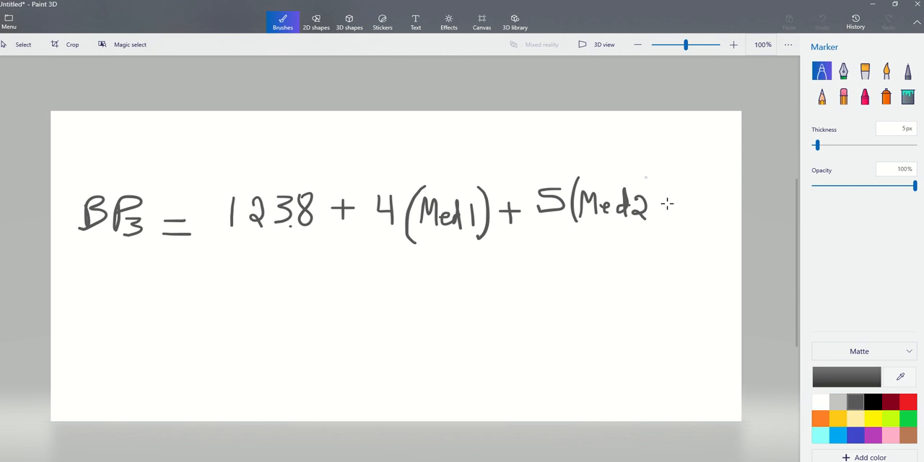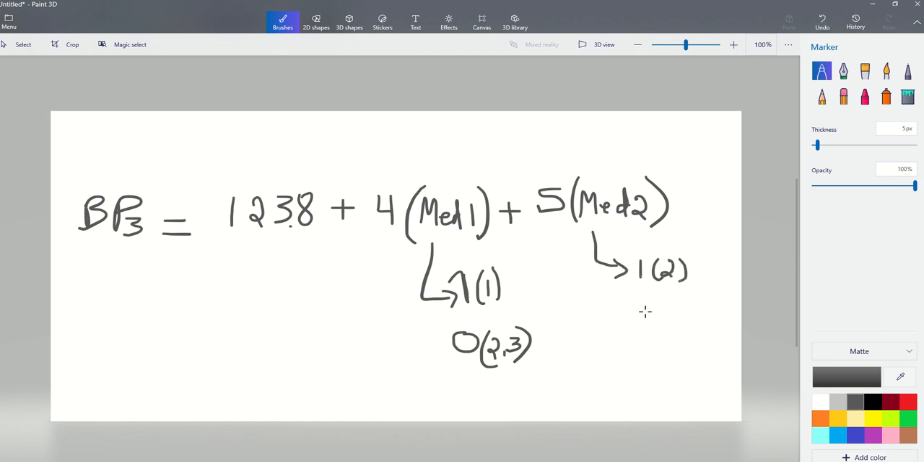Okay, so med1 gets a 1 when you're looking at medicine 1 and 0 for both medicine 2 and 3. So it gets 1 when the medication is 1, and it gets 0 for medication 2 and 3. And this med2 gets a 1 when the medication is 2, and it gets 0 when the medication is 1 and 3.